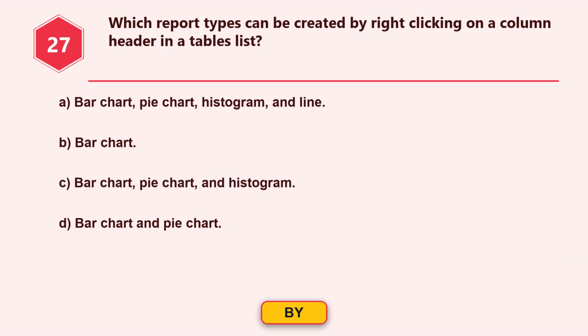Which report types can be created by right-clicking on a column header in a table's list? Option A. Bar chart, pie chart, histogram, and line. Option B. Bar chart. Option C. Bar chart, pie chart, and histogram. Option D. Bar chart and pie chart.